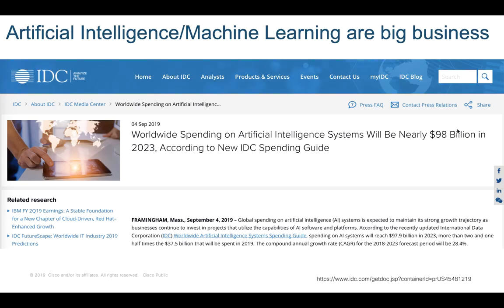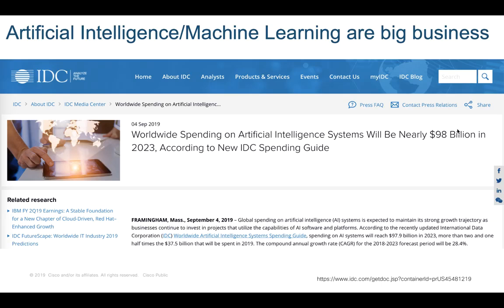So why are we all here? Well, artificial intelligence and machine learning are really big businesses. Here we see a capture of IDC, and for those that aren't familiar, IDC is a company that focuses on market trends and analysis of where spending is going. As you can see, IDC is predicting that worldwide spending on artificial intelligence will reach nearly $98 billion in the next 4 years.